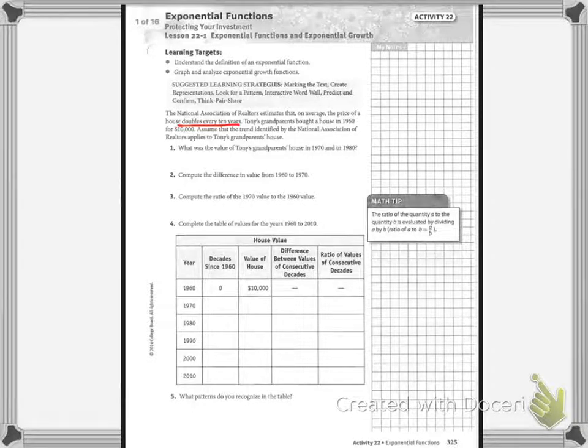Well, if it doubles every 10 years, and in 1960 it was $10,000, then in 1970 it's going to double, it's going to be $20,000. And then in 1980, that $20,000 is going to double, and now it's $40,000. What is the difference from 60 to 70? Well, 10,000.